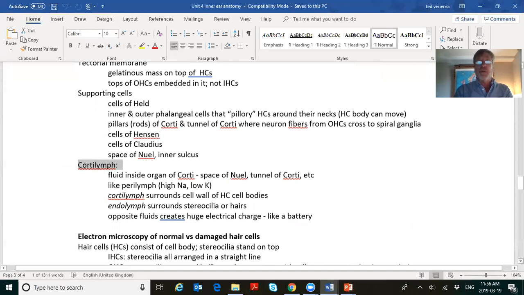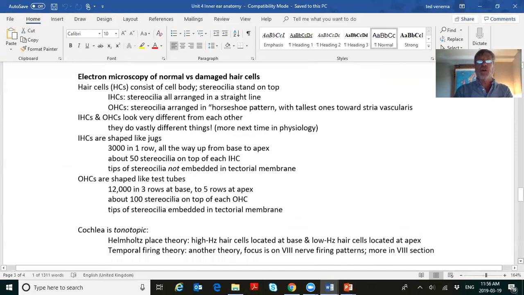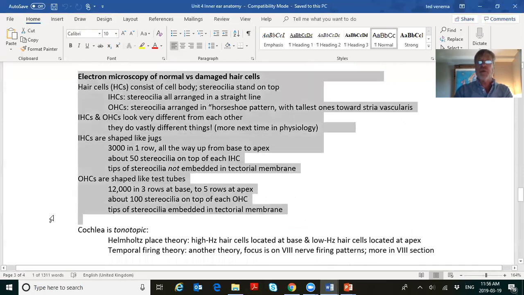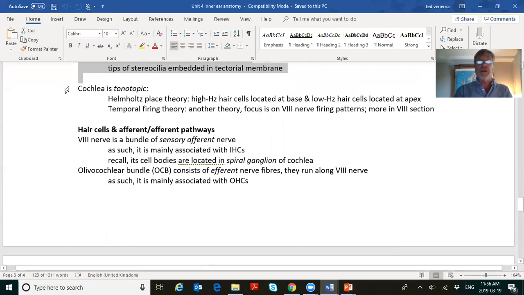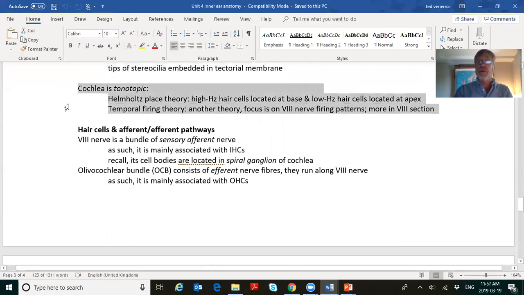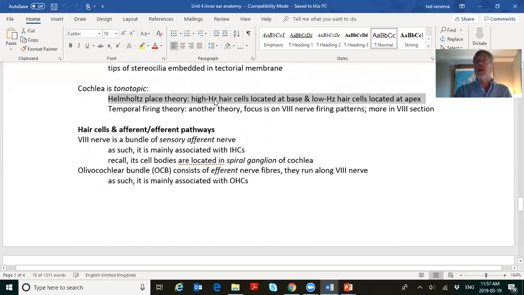Okay, and we move on and look at some electron microscopy of normal versus damaged hair cells, and we did that too. So these numbers are good to keep in mind. That's very testable material. Keep going. Cochlea is tonotopic. Yep, you betcha. Okay, Helmholtz is the main one. High frequency hair cells located at the base. Low frequency hair cells are located at the apex.